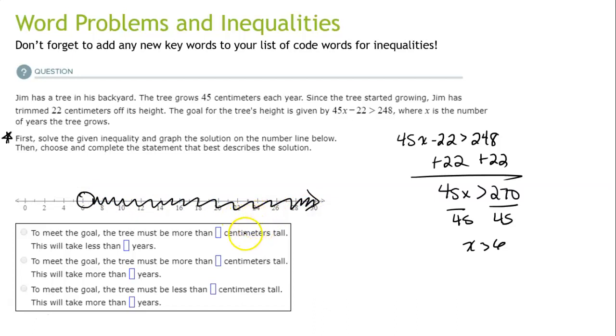Then we're going to choose and complete the statement that best describes the solution. Well, let's think about what x stood for. x is the number of years that the tree grows, to be greater than 6. So to meet the goal, the tree must be more than blank centimeters tall. We know that it's got to take more than some number of years, so it can't be this one. It's got to take more than 6 years. To meet the goal, the tree must be more than 248 centimeters tall. So it has to be this one here.